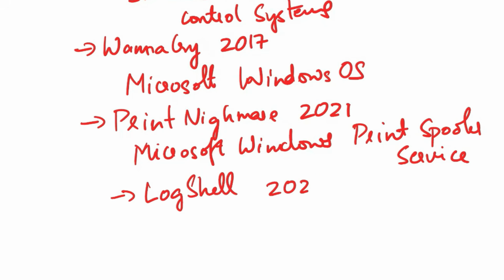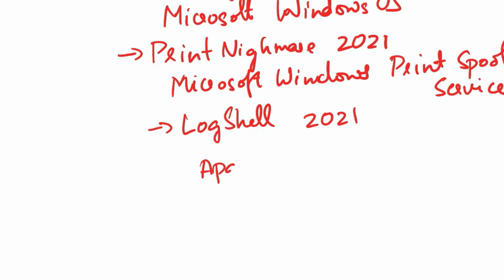Next one is Log4Shell. This was in 2021 and the target was Apache Log4j. Log4j is a widely used Java-based logging library. So Log4Shell allowed remote code execution and its exploitation had a widespread impact because the affected library was used in numerous applications and systems. It required rapid patching and mitigation efforts across the industry. So these are some of the examples.